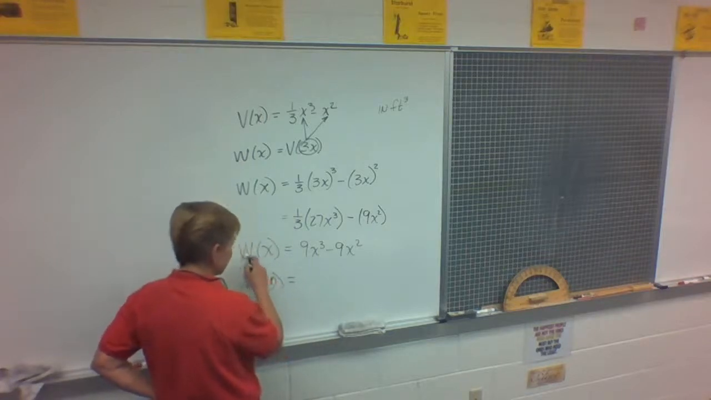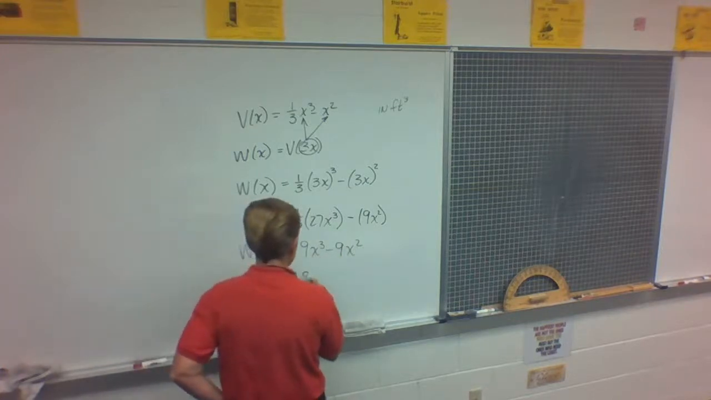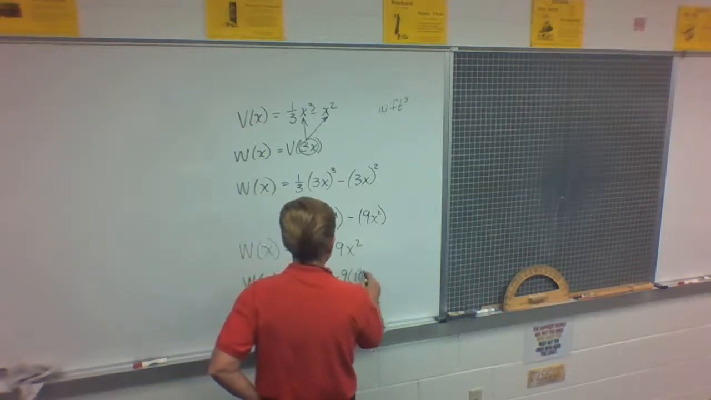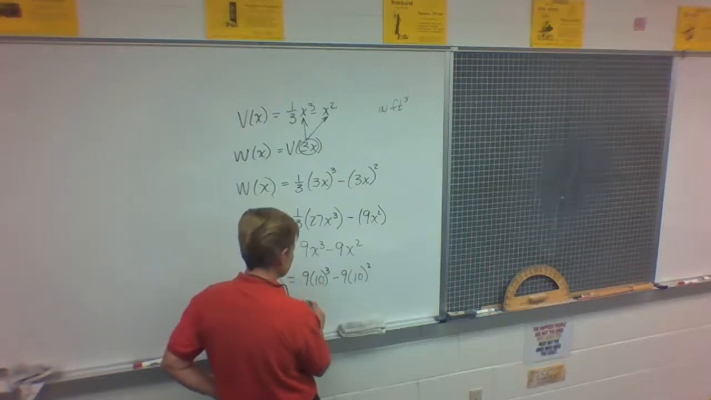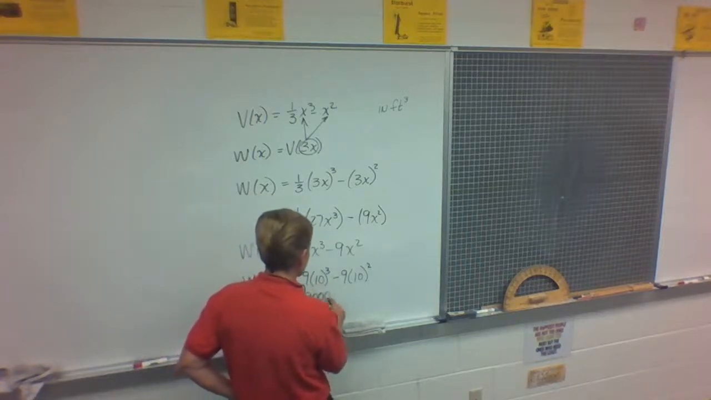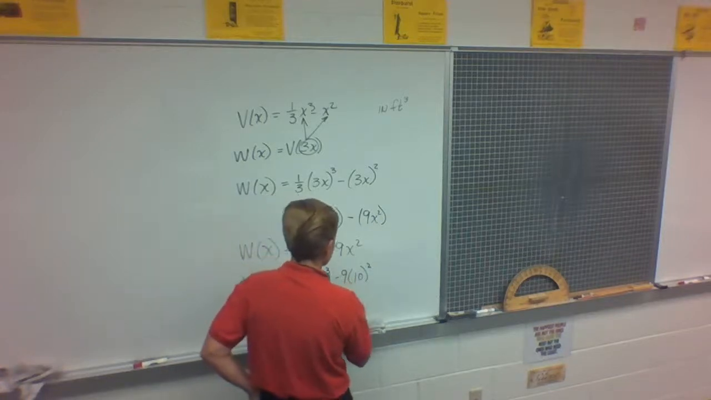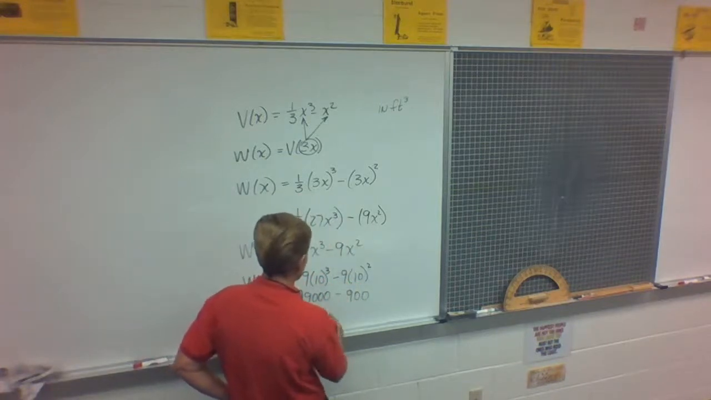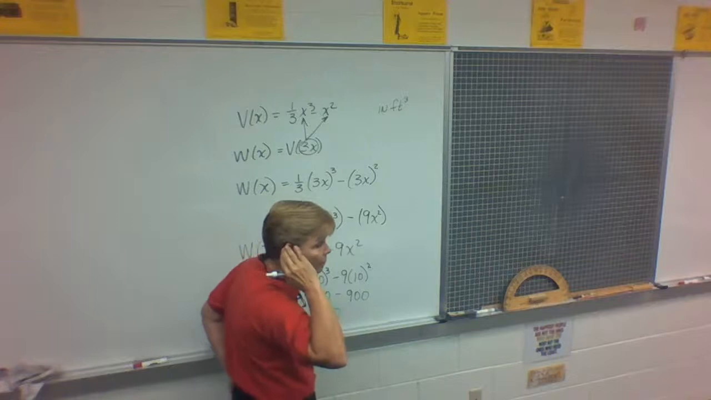That means when you find W of 10, now that we've got a W function, it means to replace all of its X's, now that it's been cleaned up, with a 10. I get 9 times 10 cubed minus 9 times 10 squared. What's 10 cubed? Gotta do that first. 1,000. 1,000 times 9? 9,000. Good. What's 10 squared? 100 times 9? What's 9,000 minus 900? 8,100. Good. 8,100 what? Cubic feet.